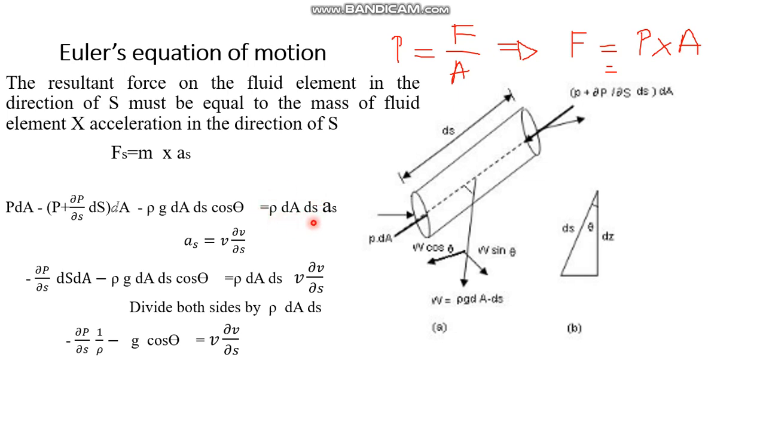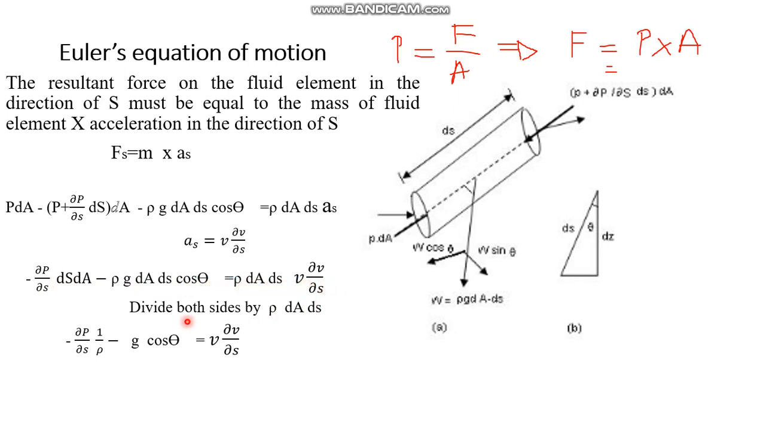Here the g term will not be there because it is a mass, that is rho dA ds multiplied by acceleration a_s. Acceleration is a function of time and space, hence it is given by a_s is equal to v into dou v by dou s. Then substituting this a_s in this equation and simplifying it, I am going to get this equation.